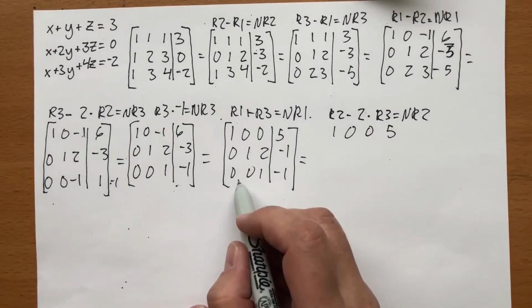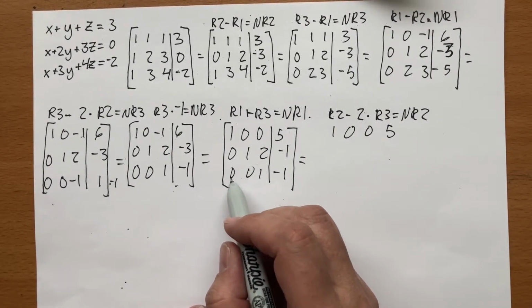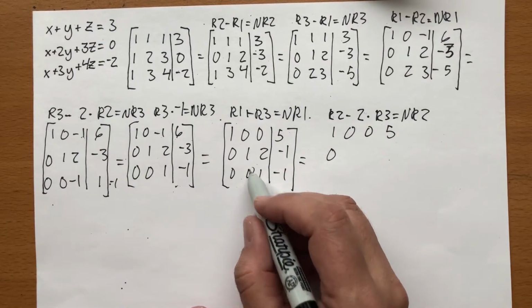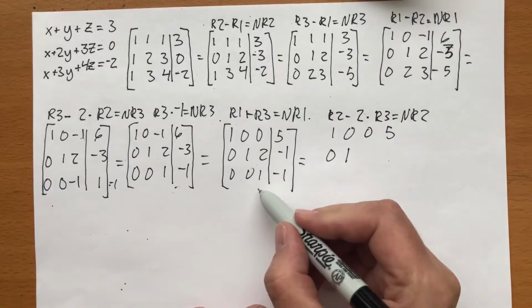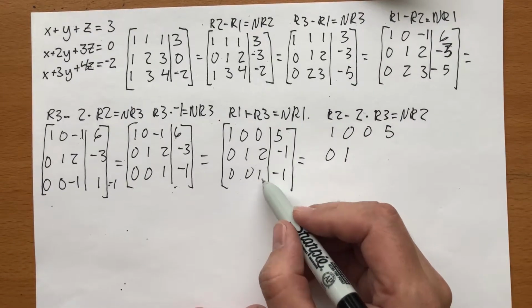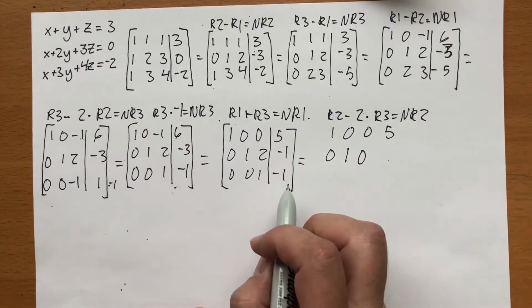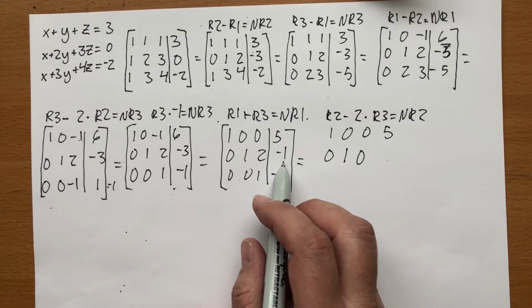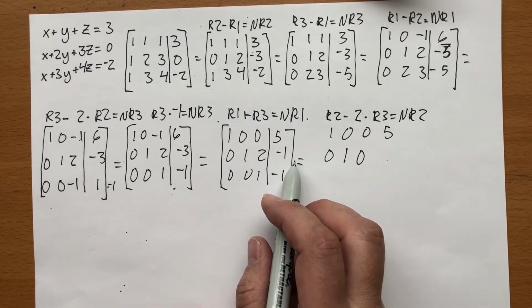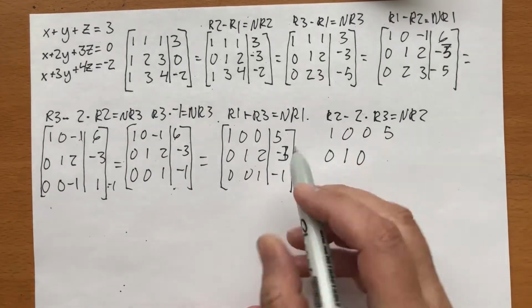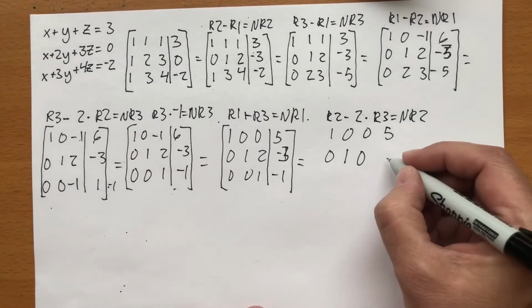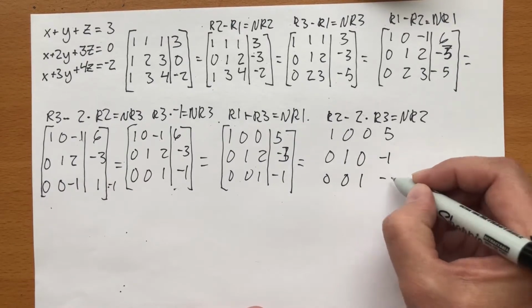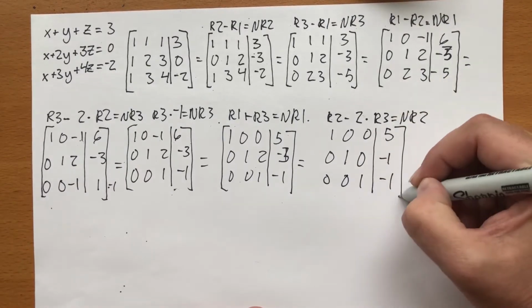Okay, so 2 times 0 is 0, so that stays the same. 2 times 0 is 0, 1 minus 0 is 1. 2 times 2 is 4, 2 minus 2 is 0. 2 times negative 1 is negative 2. 1 minus negative 2, and I'm sorry, this should be a negative 3. 3 minus negative 2 is negative 1. And now I have my matrix in reduced row echelon form.